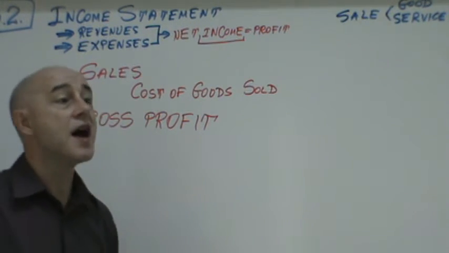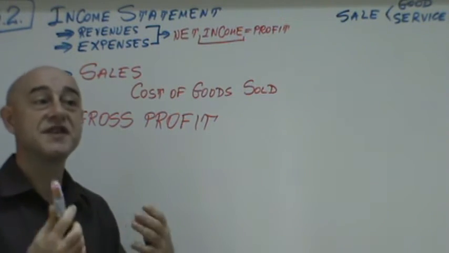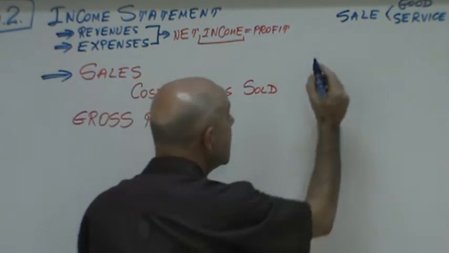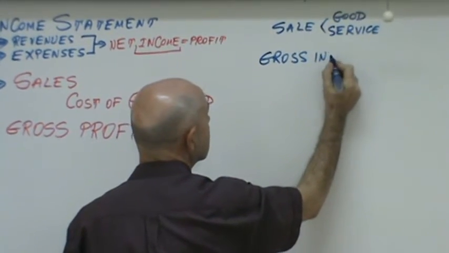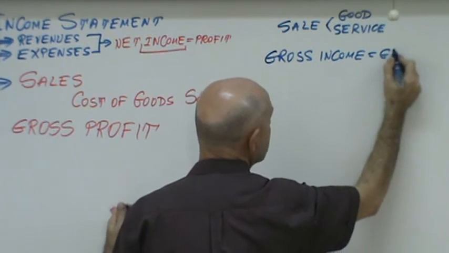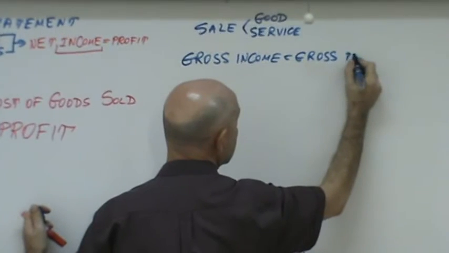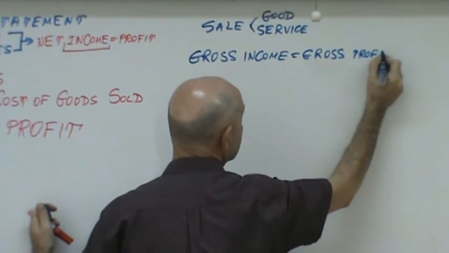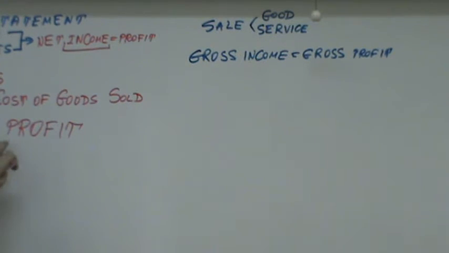And a lot of times it's confusing, again, because for the same thing you have a lot of different words. Sometimes we call this gross income. Gross income is pretty much the same as gross profit. Okay? So, very confusing.